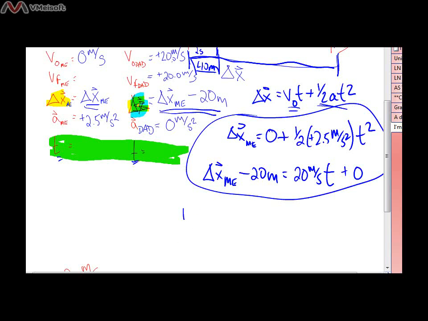But I did, so my side is 1/2 of 2.5. You know what? I can do this. I can say 1/2 of 2.5 is 1.25 meters per second squared times t squared. And what else was I doing? Okay, that's going to equal for my dad 20 meters per second times time plus 20 meters. I hope that's okay that I've done that.